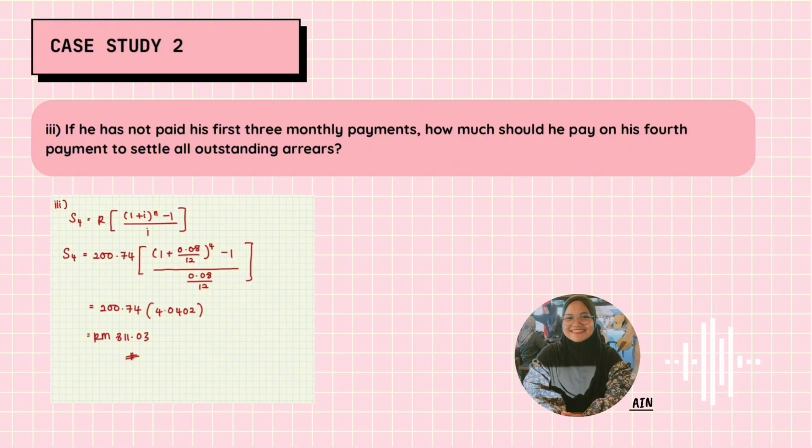Question iii. If he has not paid his first 3 monthly payments, how much should he pay on his fourth payment to settle all outstanding arrears? So for this case, he missed the first 3 payments, so he needs to settle the outstanding balance on the fourth payment. And we can say that the amount of payment to be paid is the accumulated amount for the annuity on the fourth payment, which is S4. So we use the future value formula and replace n with 4 because it is the number of payments he should pay to settle all of the outstanding arrears after missing the 3 monthly payments. So the answer is 811 ringgit 3 cents.